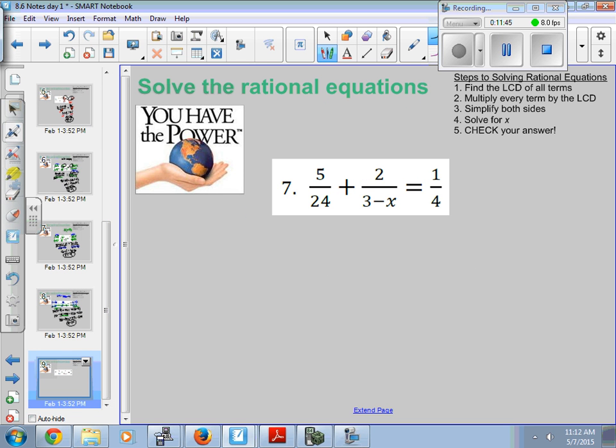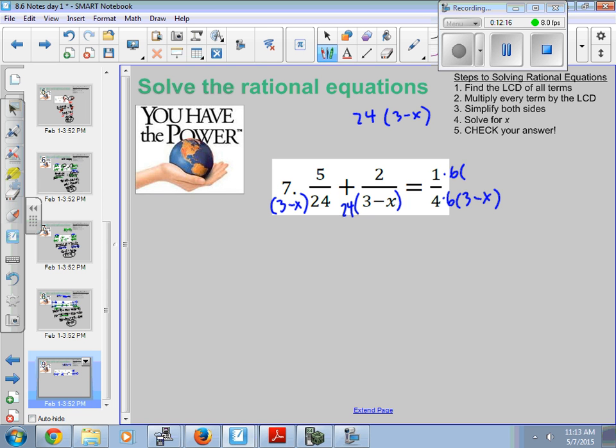On this one, again, look for what's the least common denominator. Looks like this term is going to be part of it, 3 minus x. And then what's the least common multiple of 4 and 24? Well, 4 goes into 24. So it looks like we're going to have to get all the denominators to be that, which means this first one's going to have to get multiplied by 3 minus x. The second one's going to need to get multiplied by 24, and the last one, 6 times 3 minus x.